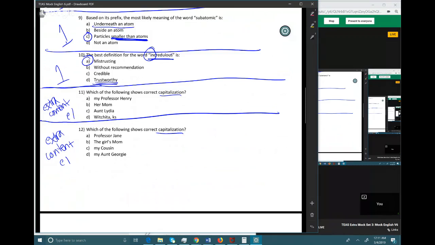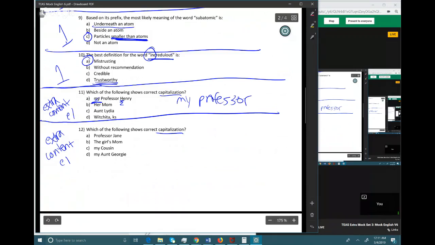If you say, like in number 11, it says, my Professor Henry. In that context right there, Professor Henry is not his name. His name is Henry, so Henry will always be capitalized. But if you put the word my, then you're going to say my professor, because you could say my professor about anybody. That's not a pronoun. That's not official. It's nobody's name. Professor is a description. And so is my.